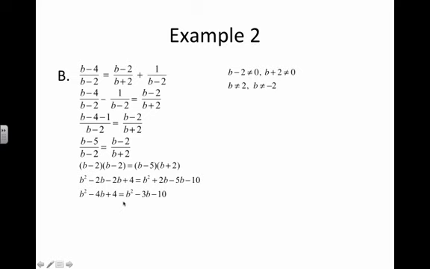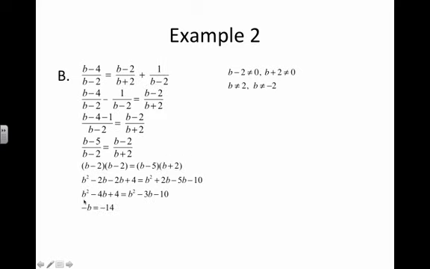Alright, so let's subtract b squared from both sides, and they'll cancel out. That's really nice. We'll add the 3b to both sides and end up with negative b on the left. And then we're going to subtract 4 from both sides, and that'll give us negative 14 on the right. We just need to divide by negative 1. We get b equals 14, which is not 2 or negative 2, so we don't have to reject that solution. It actually works.